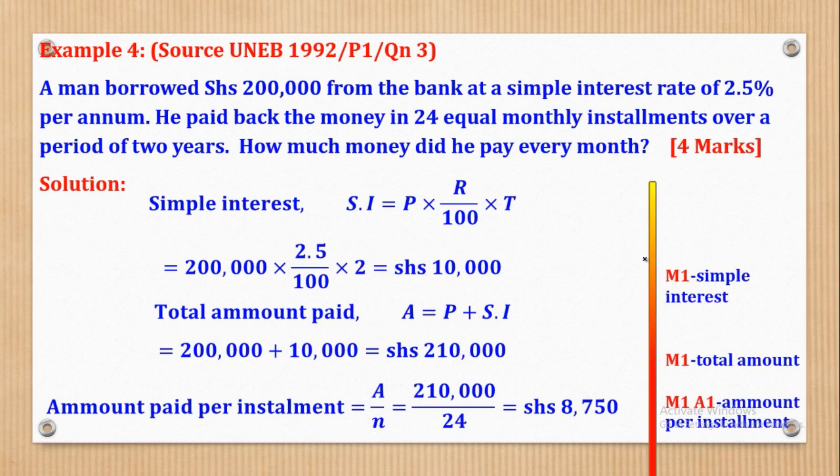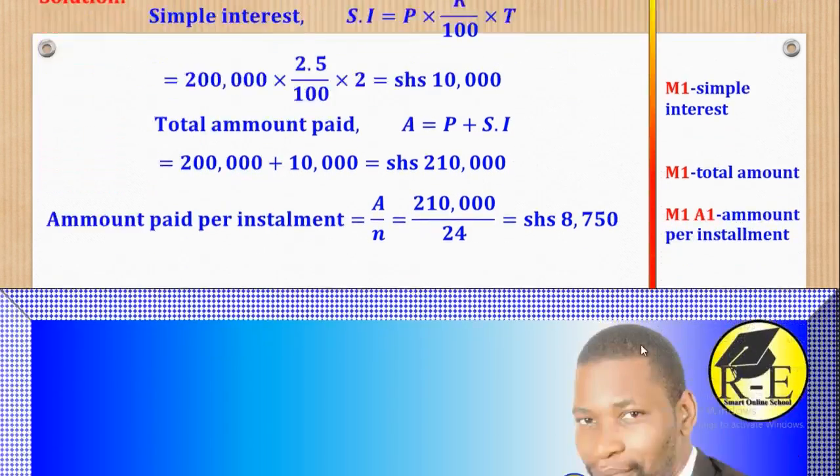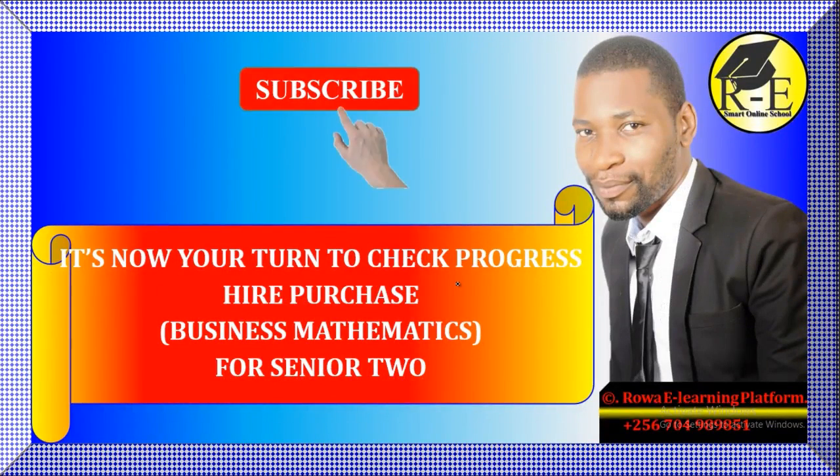Now let's see how much can be awarded. So M1 for simple interest, M1 for total amount, M1 for dividing, and A1 for amount per installment. So what I'm going to do, I'm going to leave you with a set of questions still on hire purchase for you to try out and check your progress.